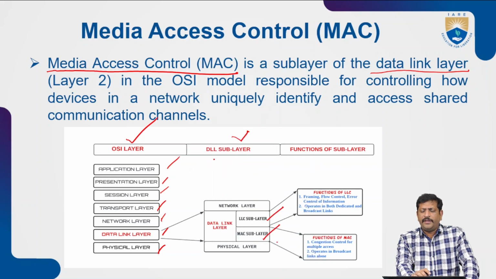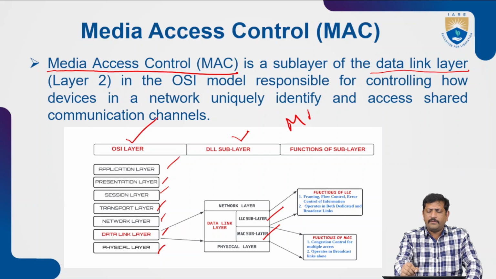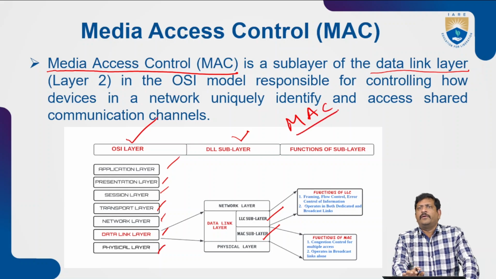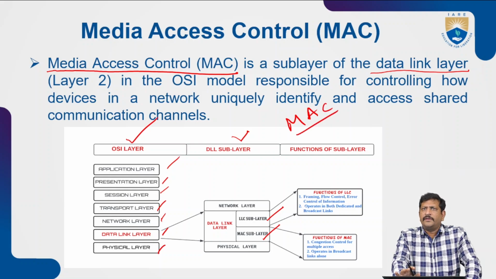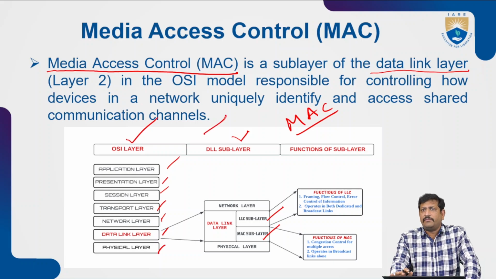So the data link layer is responsible for controlling how devices in a network are uniquely identified. That means with the help of the MAC address, the media access control address, we can identify devices uniquely and access the shared communication channels.